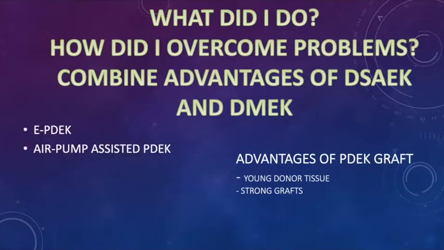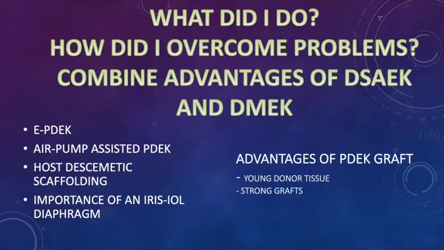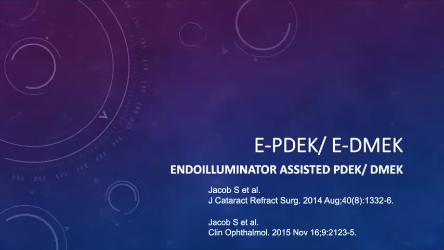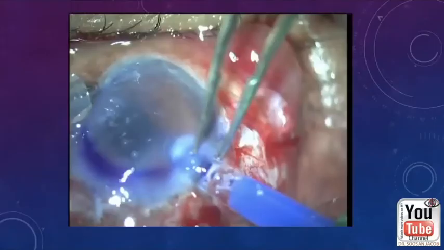And how did I overcome problems doing PDEK? I used a few techniques which I've described. That is the e-PDEK technique, the air pump assisted PDEK, post-Descemetic scaffolding. We described the importance of a good iris-IOL diaphragm and also iridoplasty, and I'll show you each of these successively. So e-PDEK or e-DMEK basically refers to endoilluminator assisted PDEK or DMEK, and we published this in the Journal of Cataract and Refractive Surgery and also Clinical Ophthalmology.